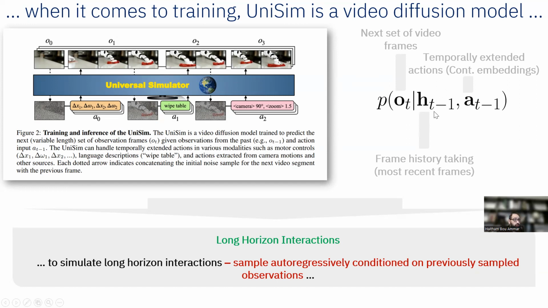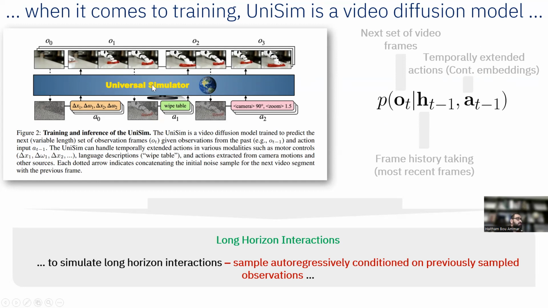Conditioned on the history, so that's the frame history, all the frames so far. And instead of taking all the frames so far, they have a window where they take the most recent frames into account as part of the history, and the action. So given the history and the action, which could be one of those actions we described before, you are then able to predict a next set of video frames. So this is an illustration of it.